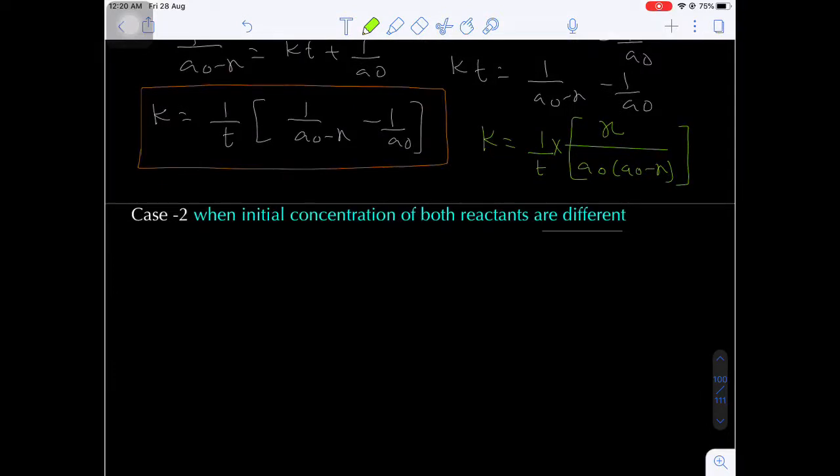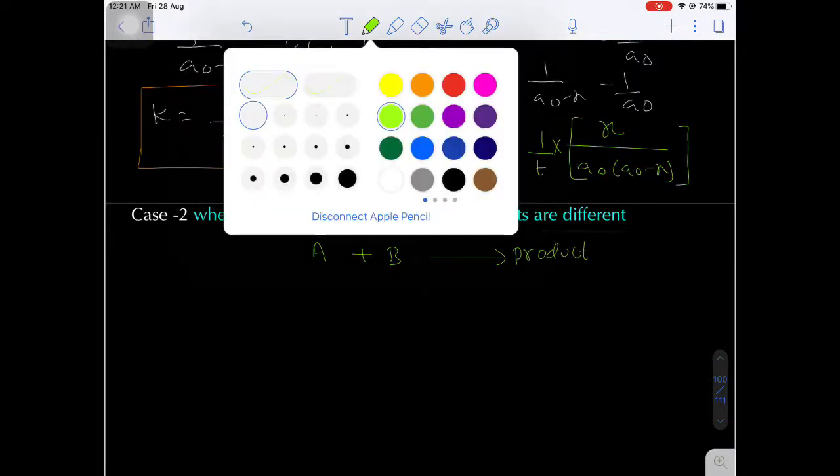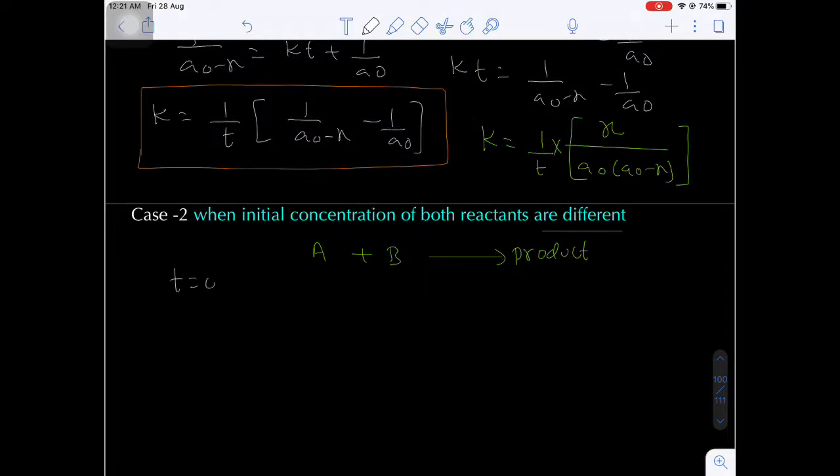Suppose the initial concentrations of both the reactants are different. Let's suppose I am taking two reactants A and B. They combine to give a product. Now here I am taking the initial concentration of reactant A as small a and reactant B as small b, because both the concentrations are different. At a time interval t, x moles of reactant A decompose, according to which x moles of B also decompose, because the stoichiometry is 1:1.